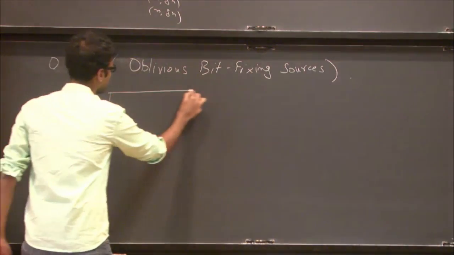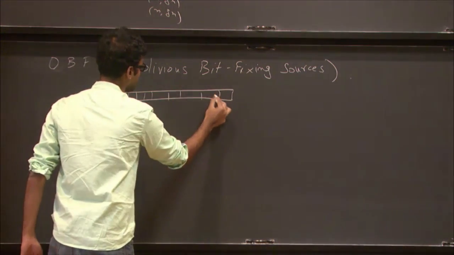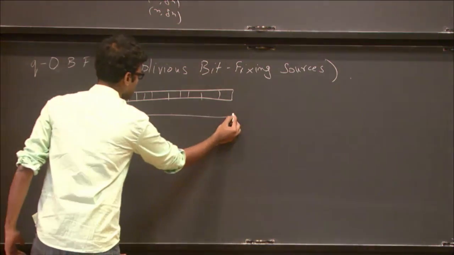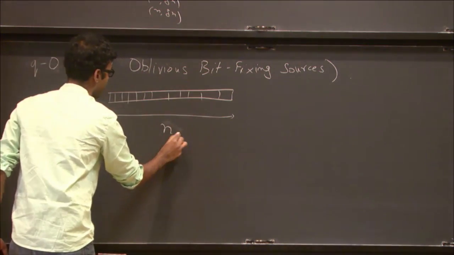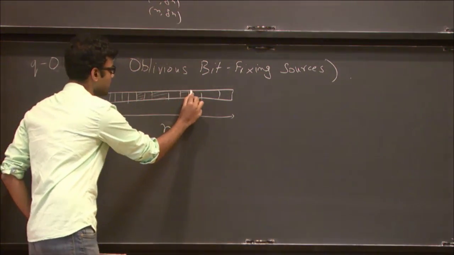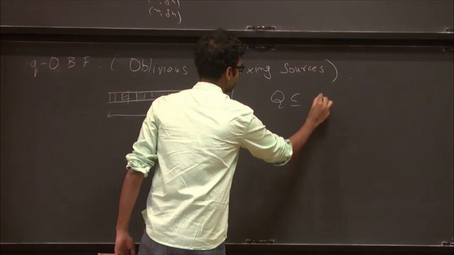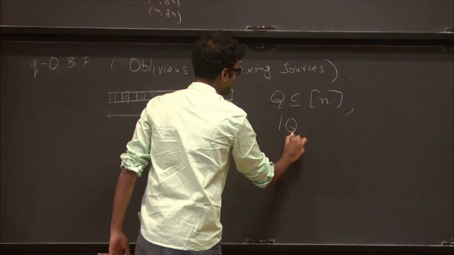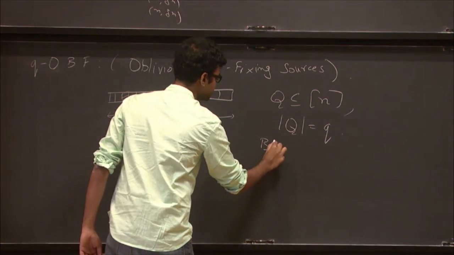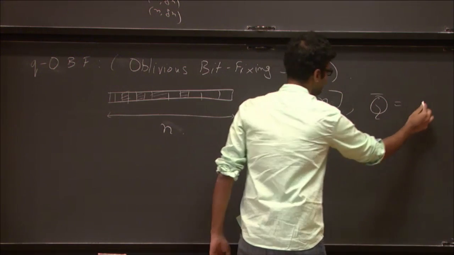So an oblivious bit fixing source, say a q oblivious bit fixing source, is of this form. So it's a string of length n, and there is a set of bad coordinates Q, and the size of Q is q, and bits, and let Q bar be the complement set of Q.